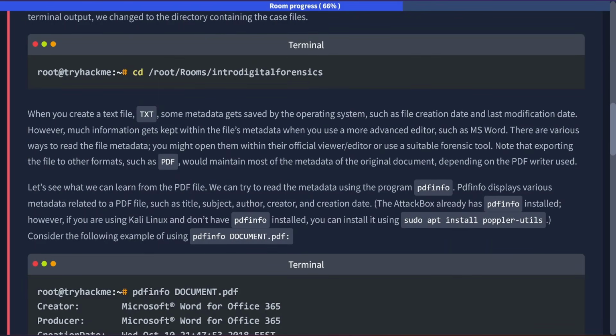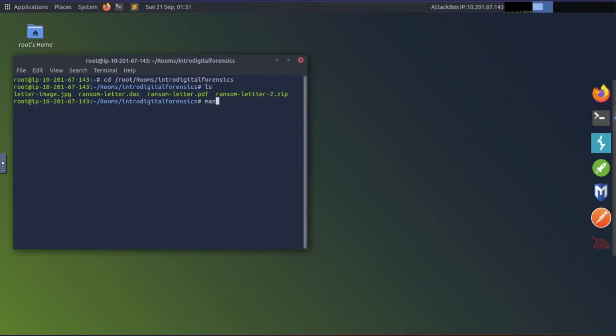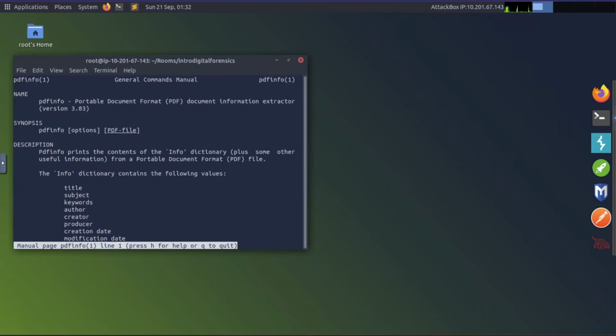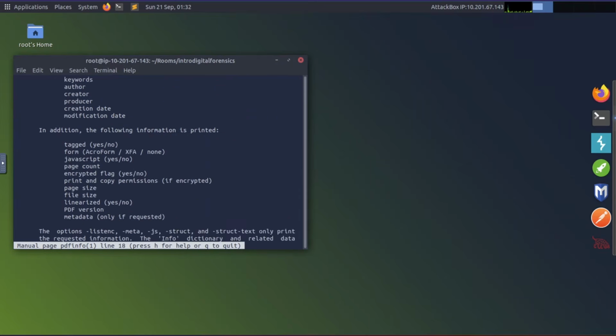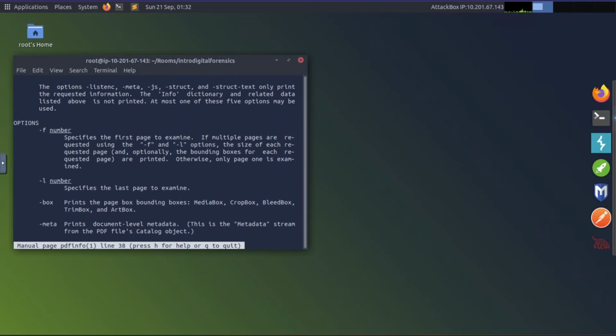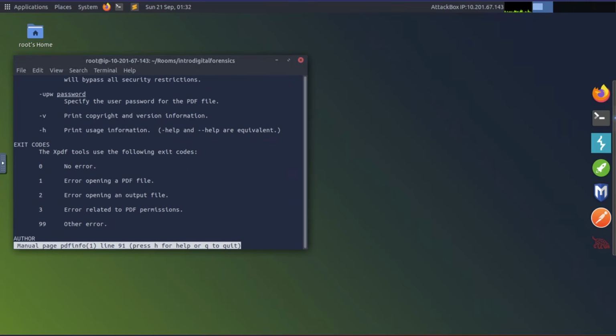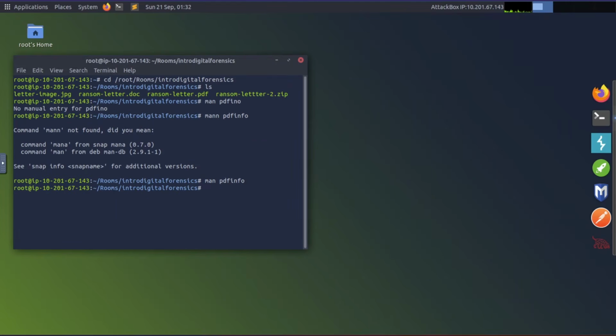So you can learn more about that tool just by doing man pdfinfo. Oh, let me do this right. Or pdfinfo. Oh, geez. I'm struggling. Don't need two n's. Here we go. So this will give you the manual pages for pdfinfo. If you go down, there's a bunch of different options that you can use. So yeah, useful stuff if you want to learn more about that tool.